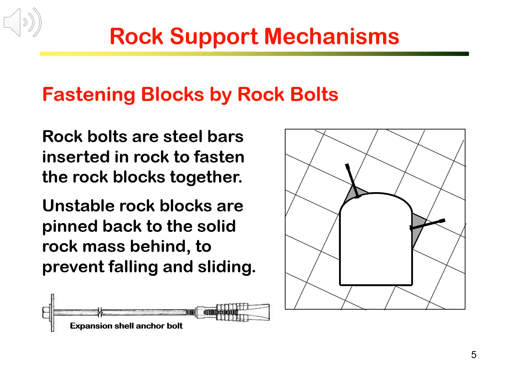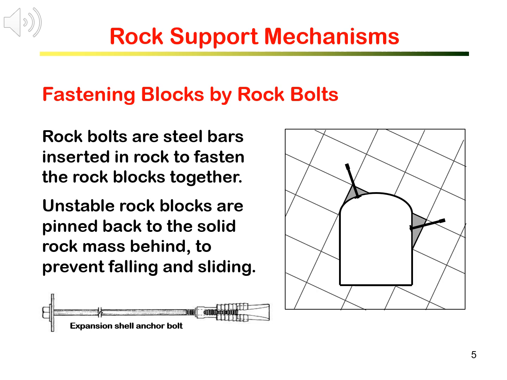In tunneling and underground excavations in competent and hard rocks, the most common failure is rock blocks and wedges falling from the roof and sliding down from the side walls. You have seen a couple of photos showing such a failure in the last session. The most effective yet simplest method is to fasten those unstable rock blocks by rock bolts.